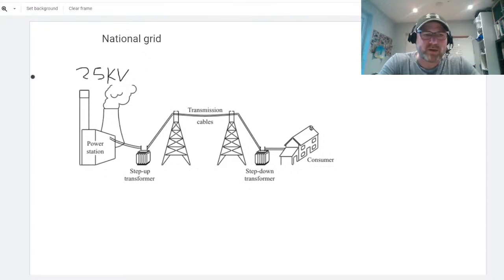Yep, well done, 25,000. Sounds like a lot, it is. That's enough to kill 20 elephants, right? It's a lot of voltage. We want to step it up and make it even more. So we have a step-up transformer over here. This is a step-up transformer. What does this do? This increases voltage.